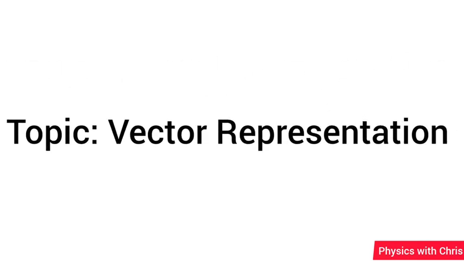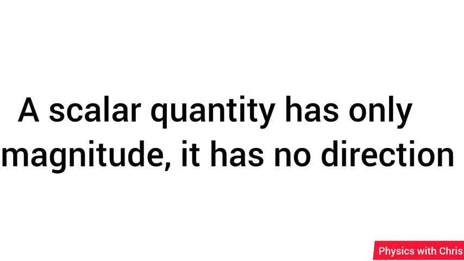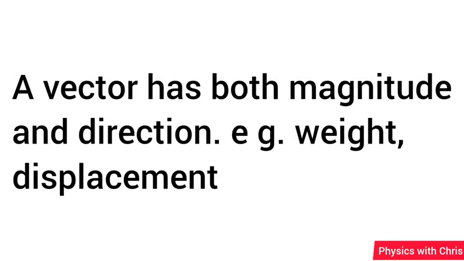Today's lesson is a continuation of my previous lessons on scalar and vector quantities. In the last lesson, I explained a scalar quantity as a quantity that has only magnitude and has no direction for its complete representation, and that a vector quantity has both magnitude and direction. So to continue with that, we are looking at vector representation.